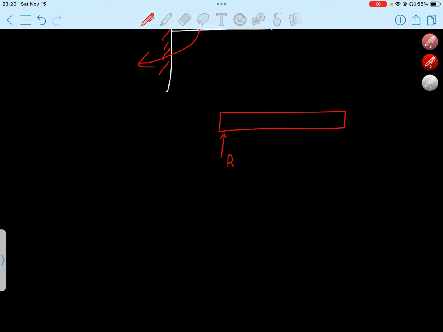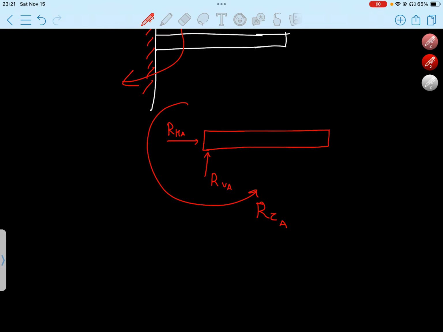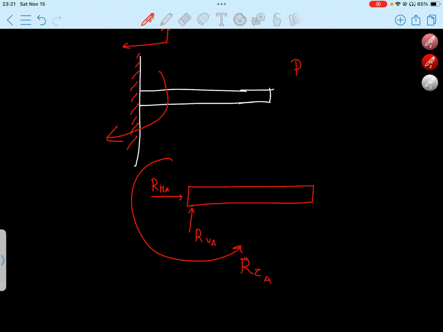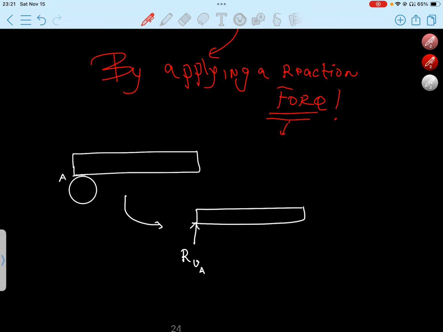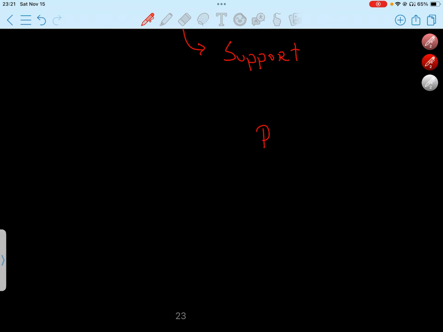So this would be a vertical reaction force to stop the vertical movement, a horizontal reaction force to stop the horizontal movement, and a reaction moment to stop the rotation of this rod. Right. So if I have to write, the number of reactions by a fixed support is R3, by a hinge support there are two, and by a roller there is one.